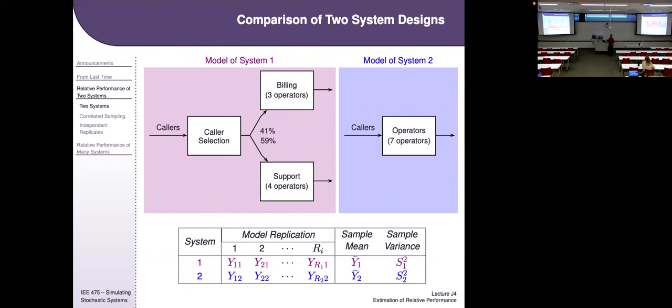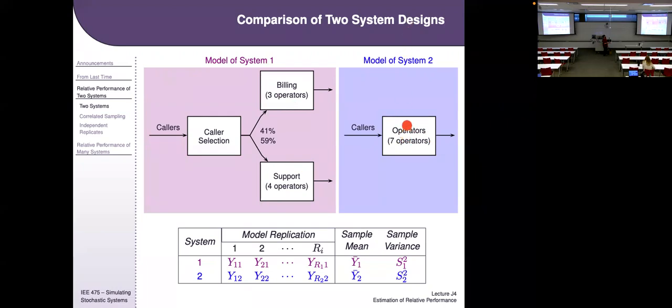Now your boss comes to you and says, I'm interested in cross-training. I would like to have our 7 operators here all be able to do both billing and support, because I've noticed that it seems like our wait times for support are very different than our wait times for billing. So maybe one of them is more idle than another. And so if I just merge them together, then maybe people overall will wait less time. So I'd like to study the impact of cross-training, and that's what they're doing here.